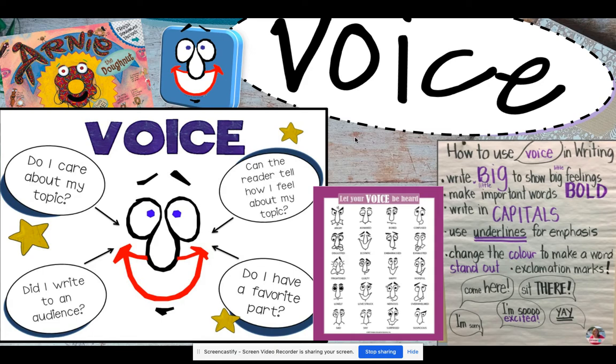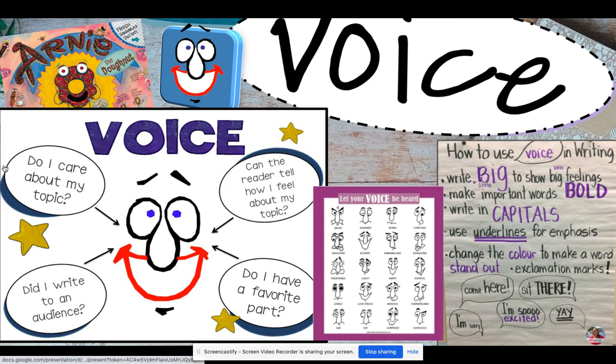Now, when we add voice to our writing, we want the readers to be able to hear how we feel about the topic. And so, if you're writing a narrative, you want them to feel either excited or maybe scared or happy because you want them to be entertained by the story.